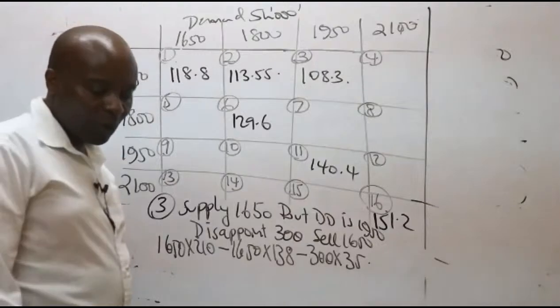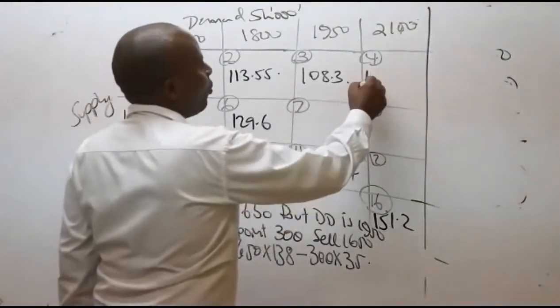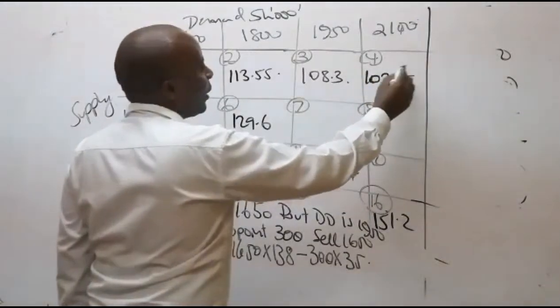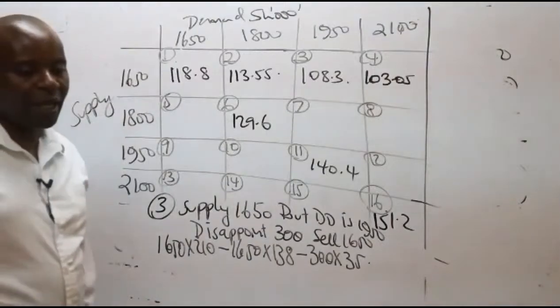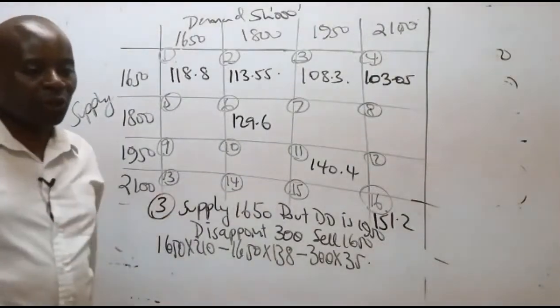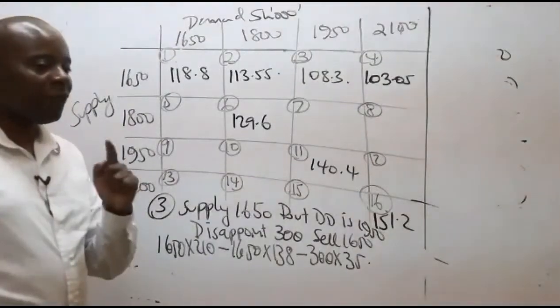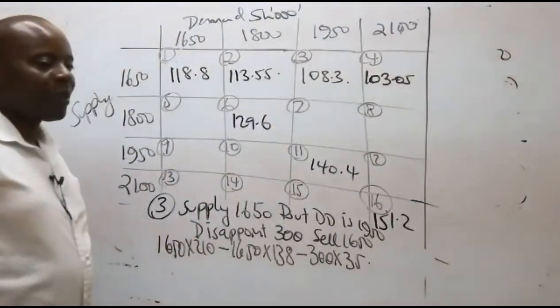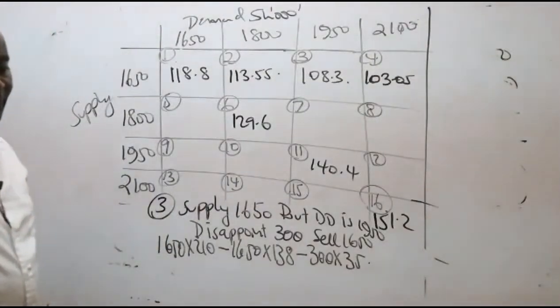Kigunda tells me 103. 103.05. Just try again, Dennis. Thank you very much for giving me the first answer. Try again. If you are unable to get it, I'll show you how to get it. Because there we are going to sell just 1650. But we shall disappoint quite a number of customers there.